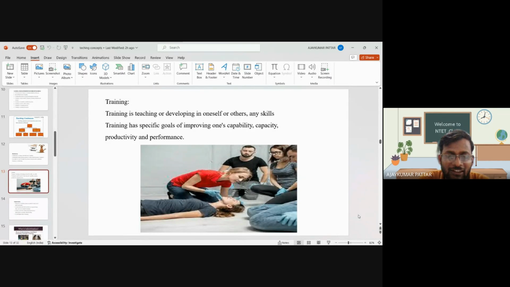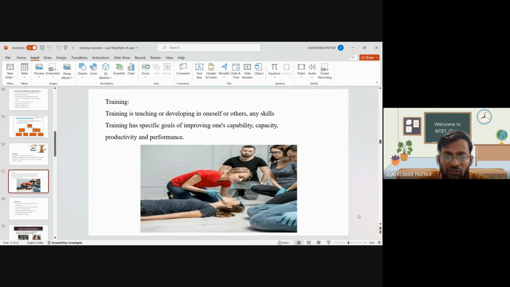When he is in the classroom, you tell him that in the OPD, when you go to the internship, you should do like that. That is teaching. Training means actually you are performing, you are developing the skill and capacity in that person. That is the training, like hands-on training or a teacher training program.